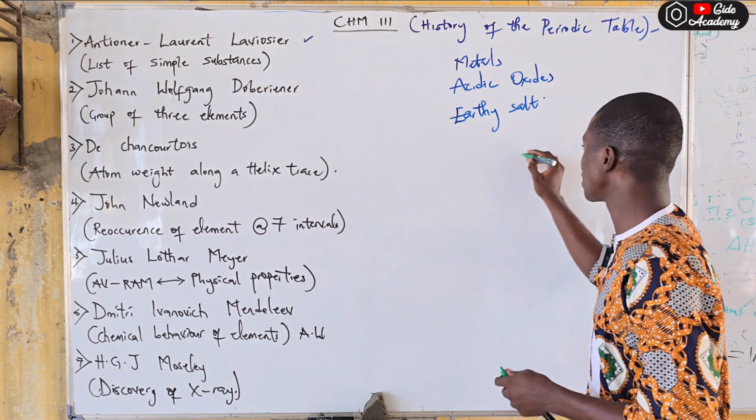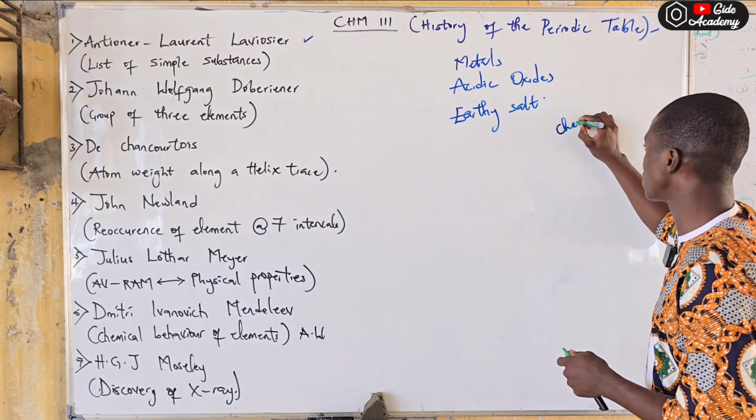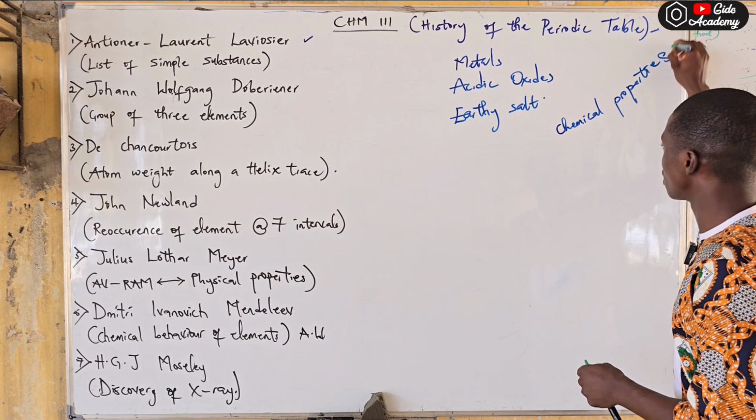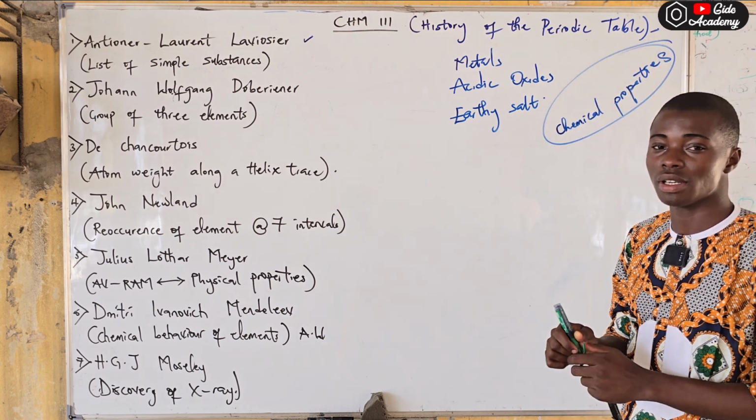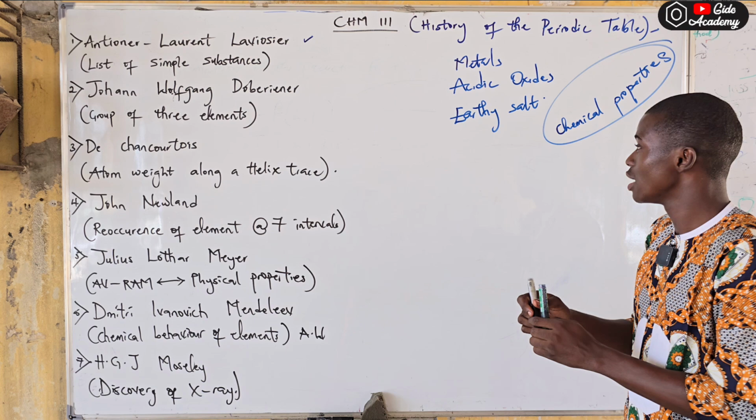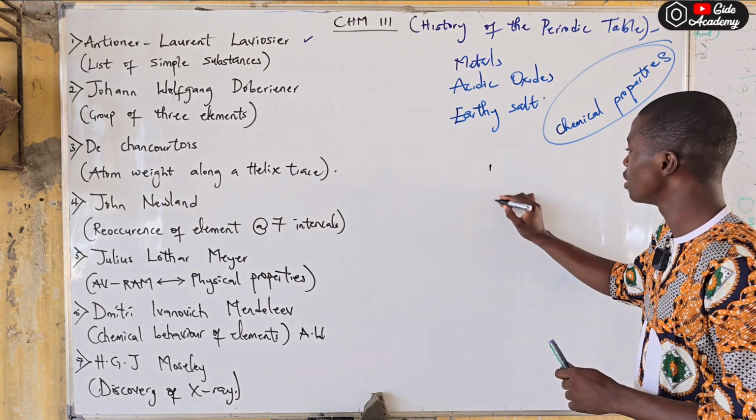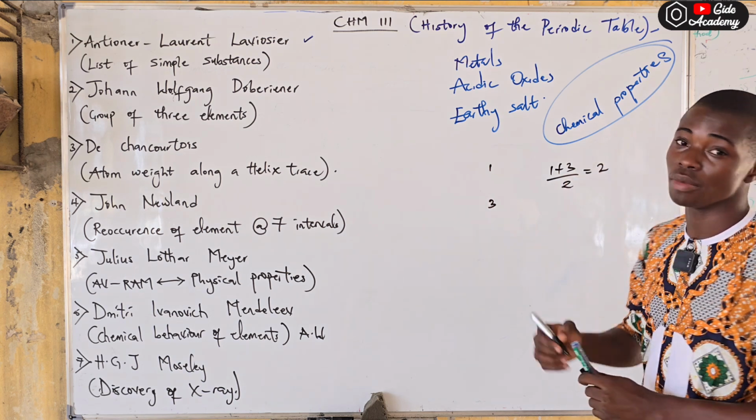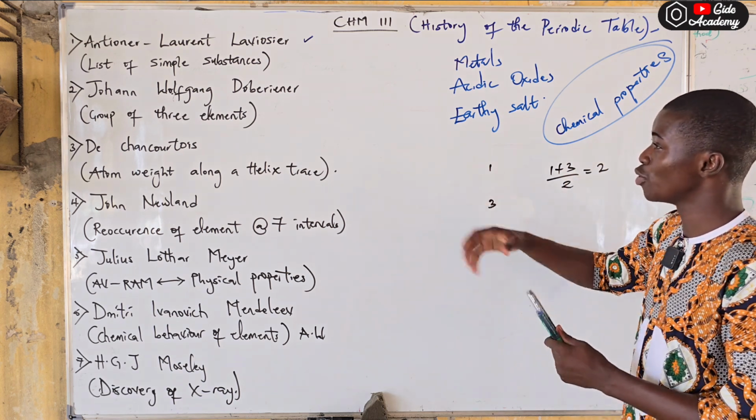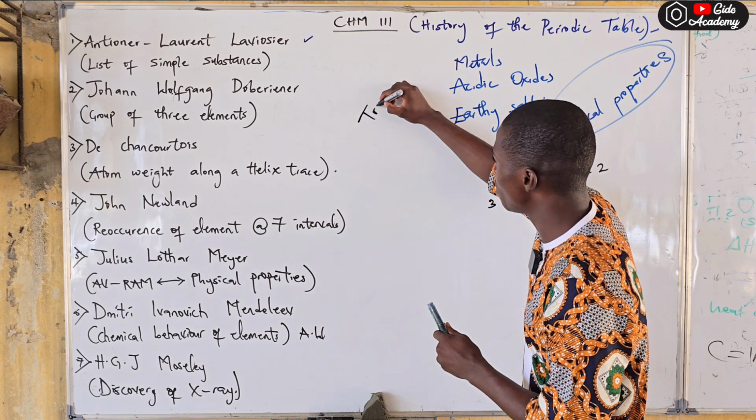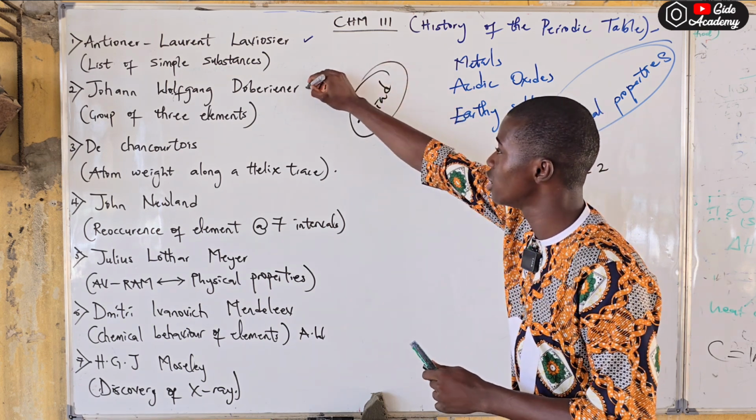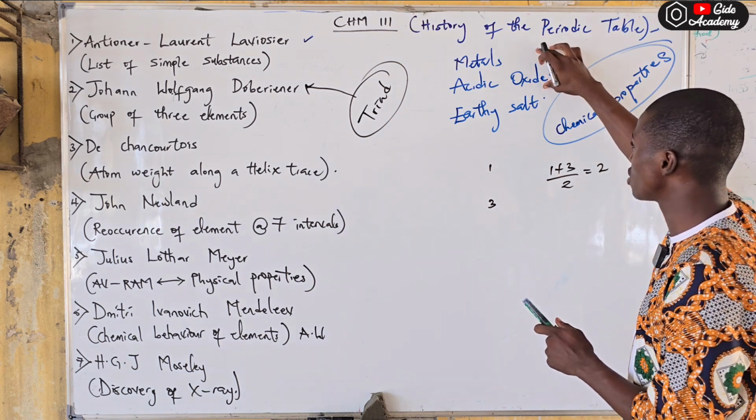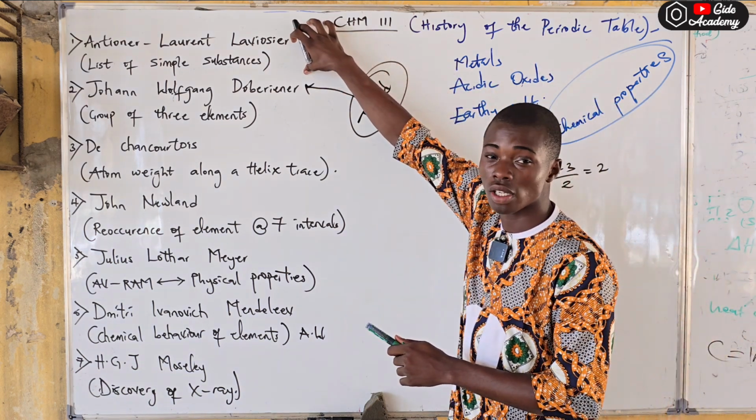I mean, these particular groups of elements have the same chemical properties. So what this guy did was, he would look for three different elements that have the same physical properties. Then he would pick the first one, pick the third one, and write 1 plus 3 divided by 2 to give us the middle element. So this was his periodic table, and they call it triad. The person that postulated the existence of triad is Johann Wolfgang Döbereiner, and the scientist that classified the elements into metals, acidic oxide, and earthy salt is Antoine Laurent Lavoisier.